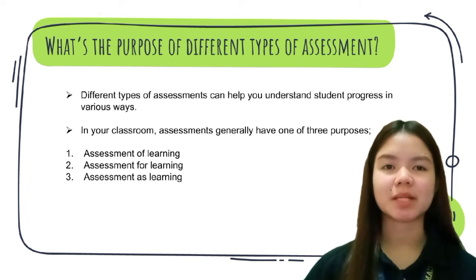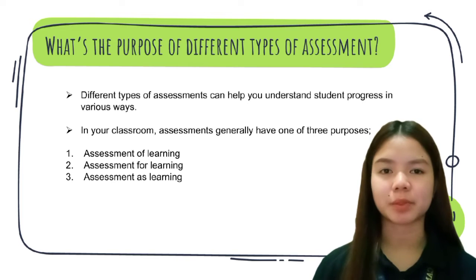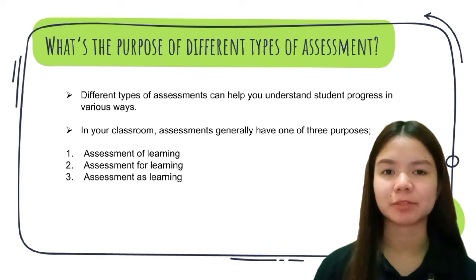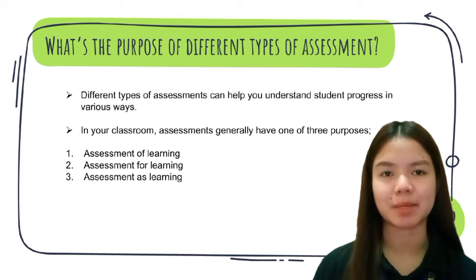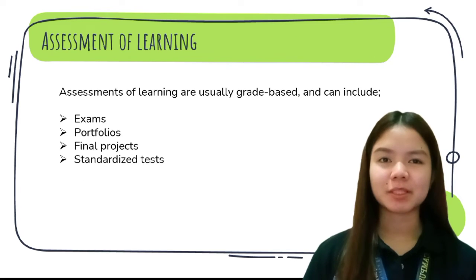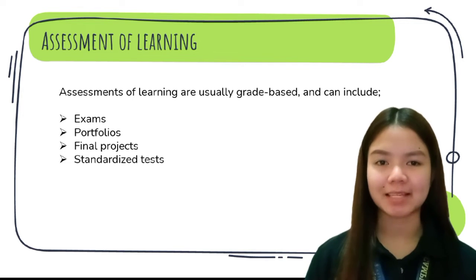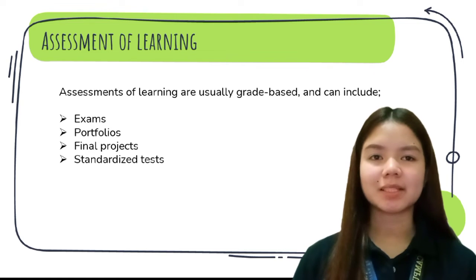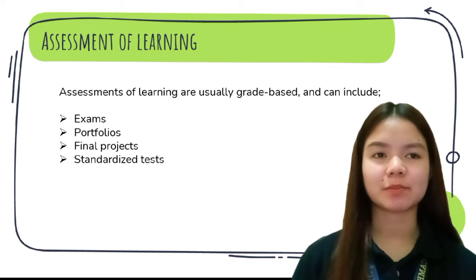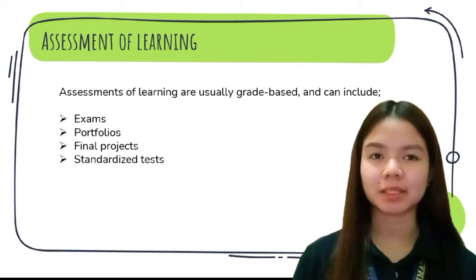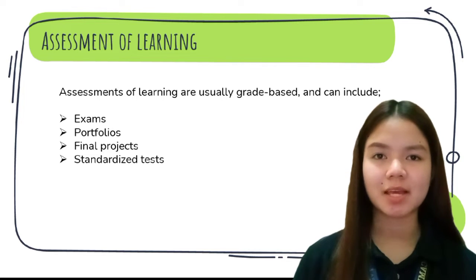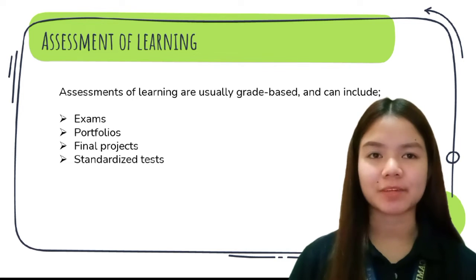In your classroom, assessments generally have one of three purposes. First is the assessment of learning, second is the assessment for learning, and third is the assessment as learning. Assessment of learning is usually grade-based and can include exams, portfolios, final projects, and standardized tests. Assessment of learning assists teachers in using evidence of student learning to assess achievement against outcomes and students. It is also referred to as summative assessment.